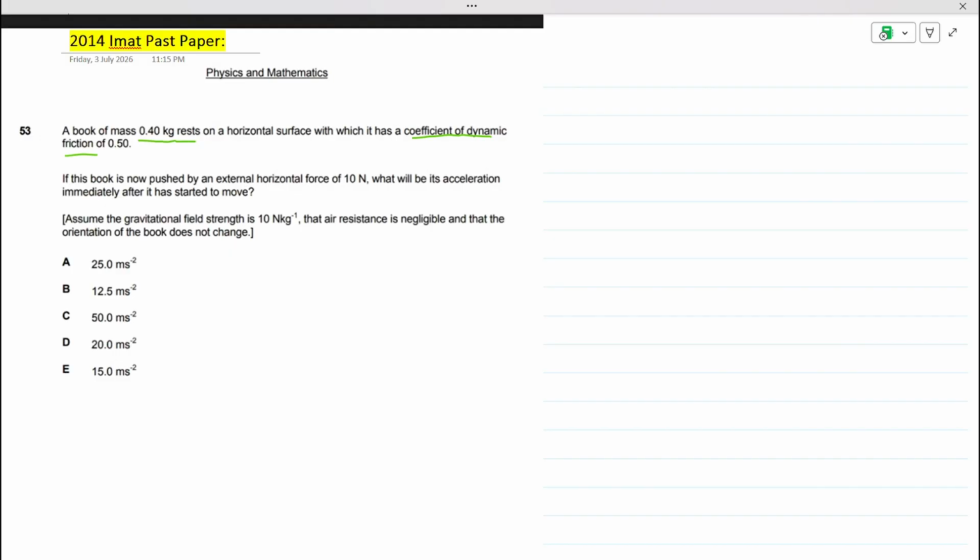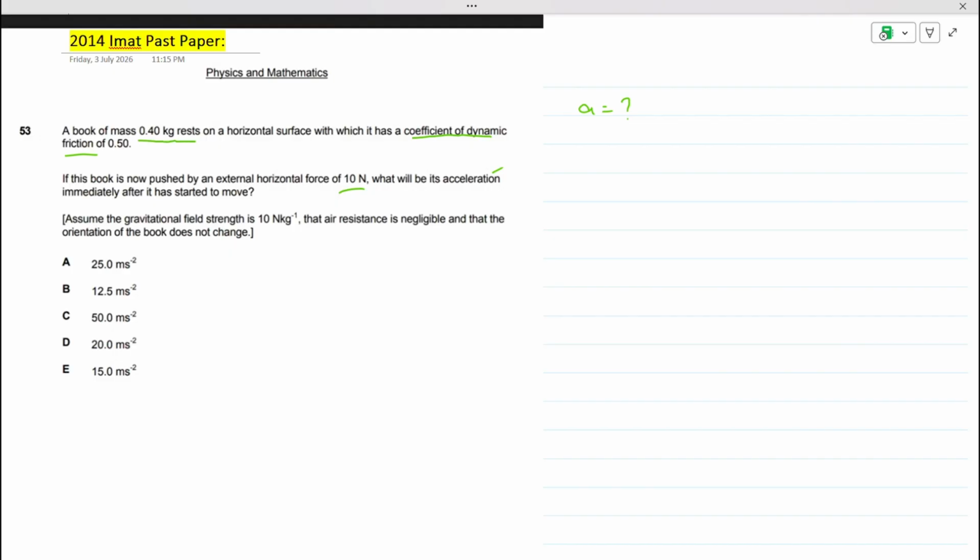If this book is now pushed by an external horizontal force of 10 Newton, what will be its acceleration immediately after it has started to move? So we are supposed to find the acceleration, right? And what is given to us? Let's write that data first.